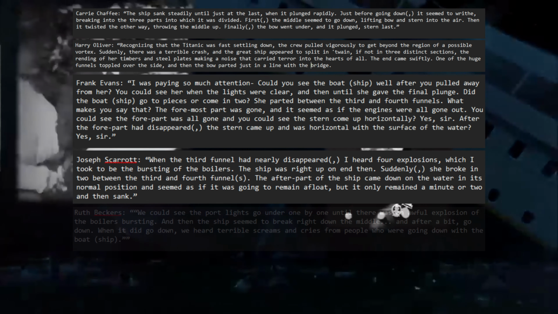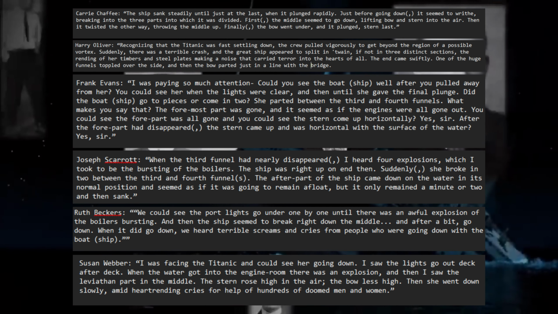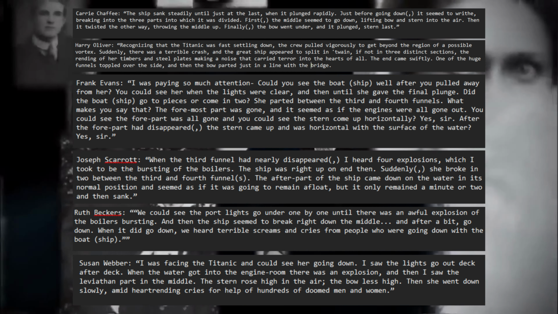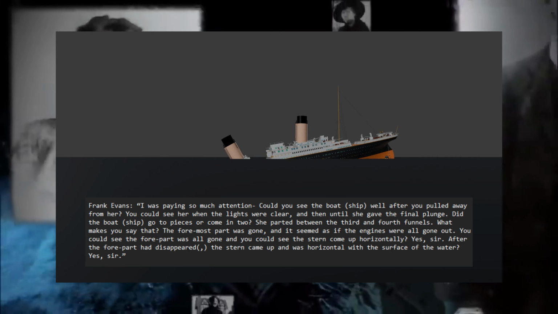With these testimonies differentiating and contradicting each other, how will it work? How will it make sense? And how will it account for survivors having different perspectives or ways of describing the breakup? The authors correlated these testimonies with an understanding of the wreck site.